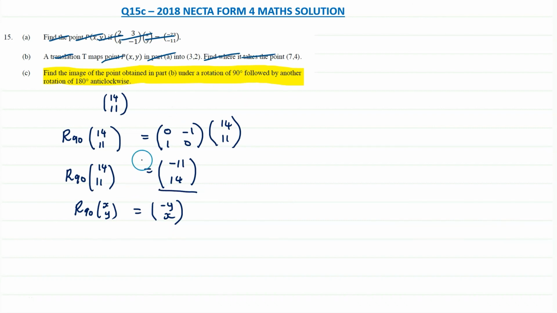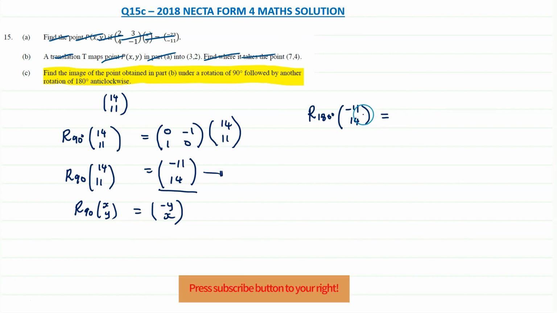Right, so now we're told this point is followed by a rotation of 180 degrees anti-clockwise. So it's a positive sense again. So now we're going to do a rotation of 180 degrees of this point. We now have (-11, 14). Similarly, you need to know the transformation matrix for half a turn. That's 180 degrees. Okay, so that's going to be (-1, 0; 0, -1). And then you multiply by this vector, (-11, 14).